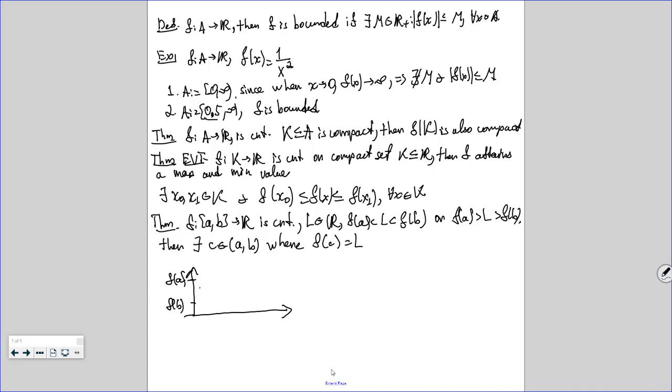suppose we have some function, so this is B and this is A. What the theorem says is there always exists C such that L is equal to f(C). The proof of this theorem uses something called Rolle's theorem, so we are not going to prove it in this class.